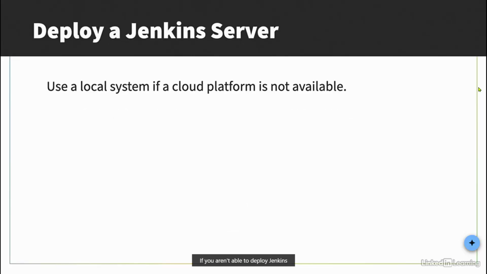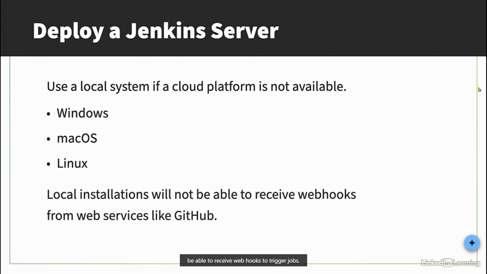If you aren't able to deploy Jenkins on a public cloud platform, please use the local system that you have available to you. Jenkins runs on Windows, Mac OS, and Linux, so you can install Jenkins just about anywhere. As I mentioned, we'll be using Jenkins for continuous integration with a code repo, namely GitHub, and local installations will not be able to receive webhooks to trigger jobs. However, you can still follow along with Jenkins installed on your local system.